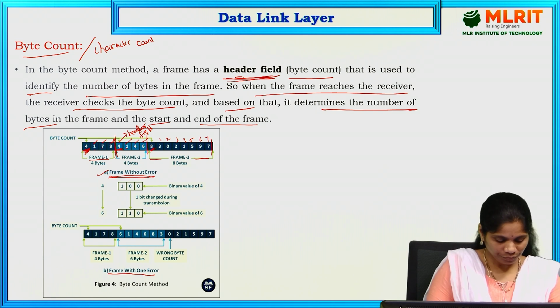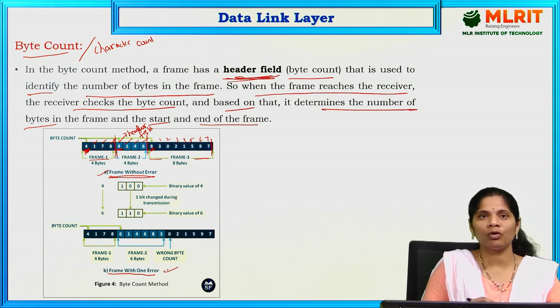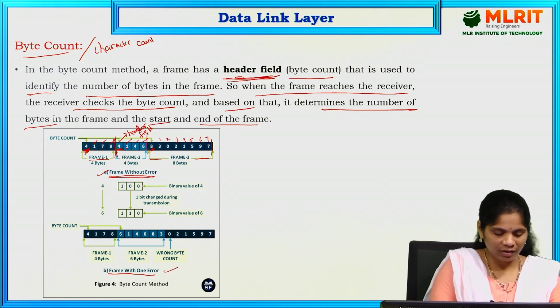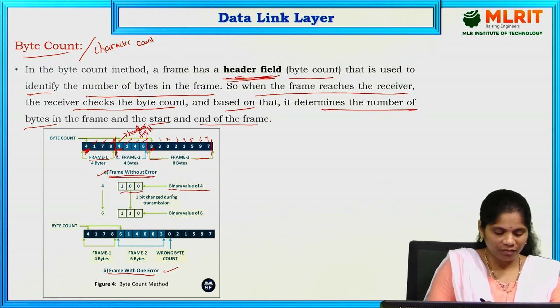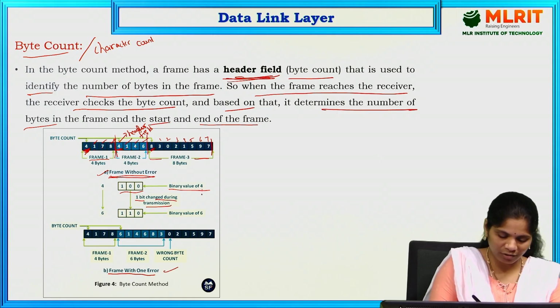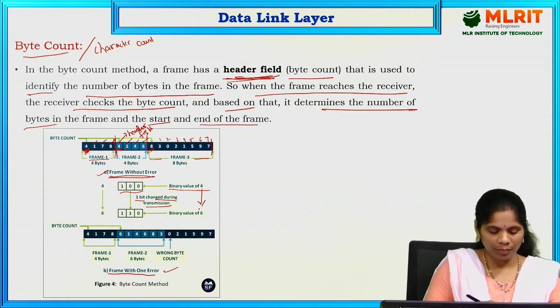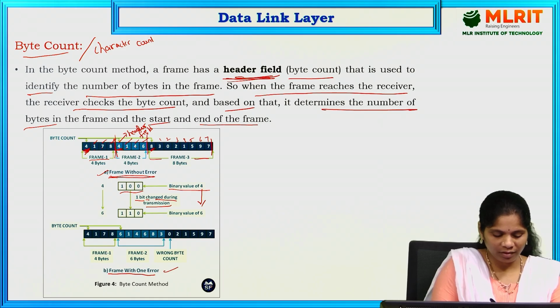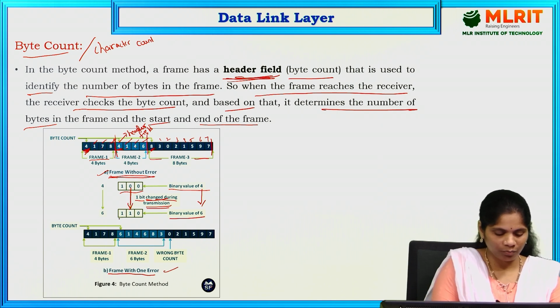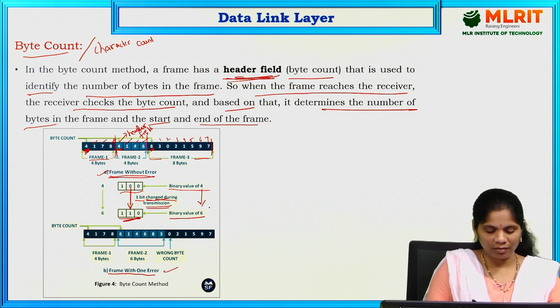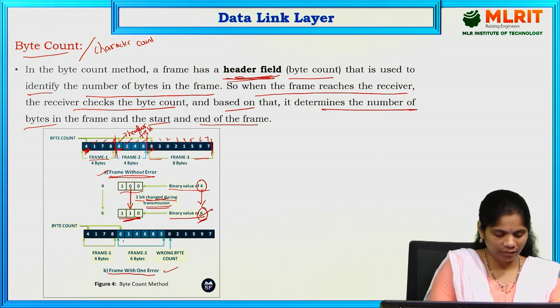Coming to the frame with an error, how is the error identified? The binary value of 4 is 100. Instead of that, 1 bit is changed during transmission. When data is transmitted from sender to receiver, there may be a chance that 1 bit changes. Here 0 is changed to 1, so the binary value becomes 110, which is 6. So instead of 4, the receiver will understand 6.